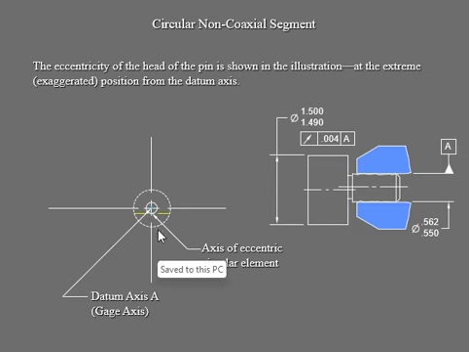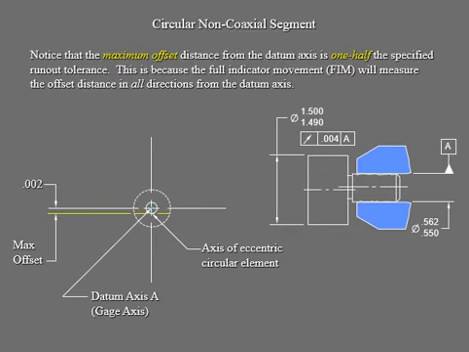Okay, so here you can see the eccentricity of the head of the pin is shown right here, and of course it is exaggerated. You can see the axis of the eccentric circular element right there, and then your datum axis right here at the center, and you can see the offset right there. Now when we go into this slide, your max is 0.002, and that's this much far away from the datum axis, which is your gauge axis, and we can see it in this view very obviously. You have two axes right there, and they're not aligned to each other, so they're not coaxial.